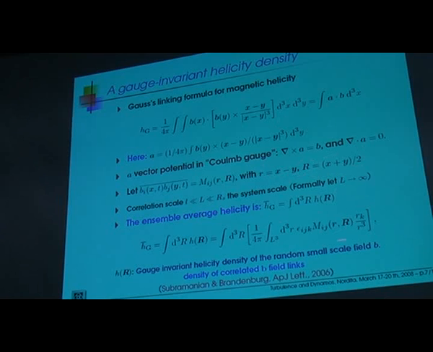And then this integral over just the separation converges even if you integrate over an intermediate scale, L, because the correlation scale is much smaller than this intermediate scale. So you can identify this piece as the density of helicity.